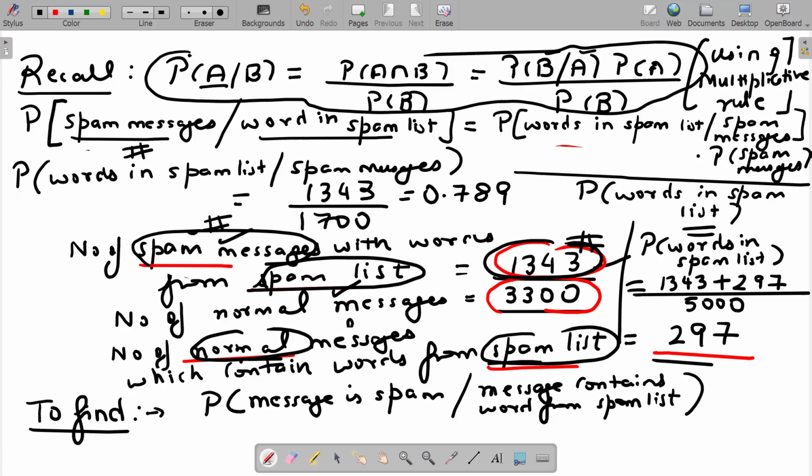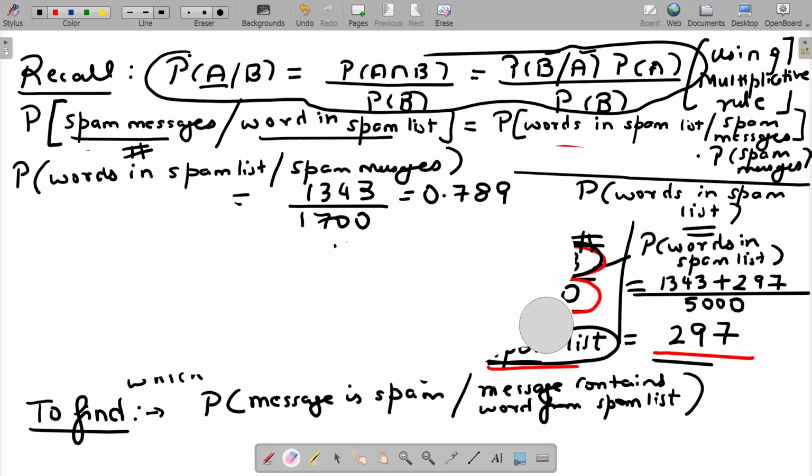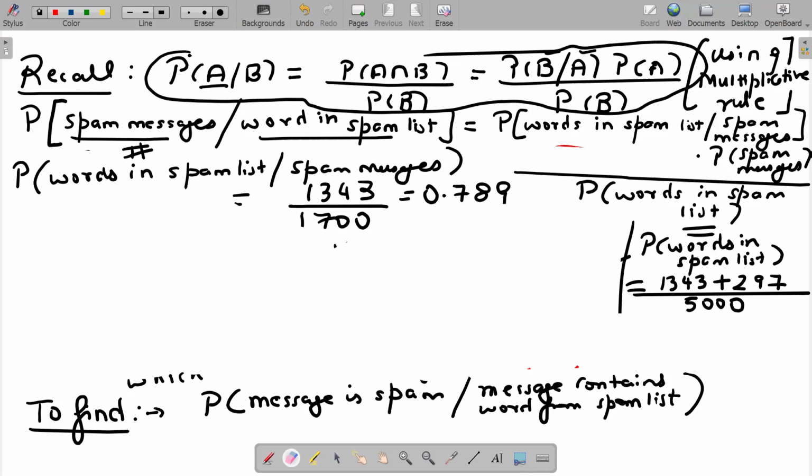So this comes out as 1343 plus 297 over 5000, which is 1640 over 5000, which is 0.328. I hope students are noting it down along with me. This is my probability of words in the spam list. This is my denominator.